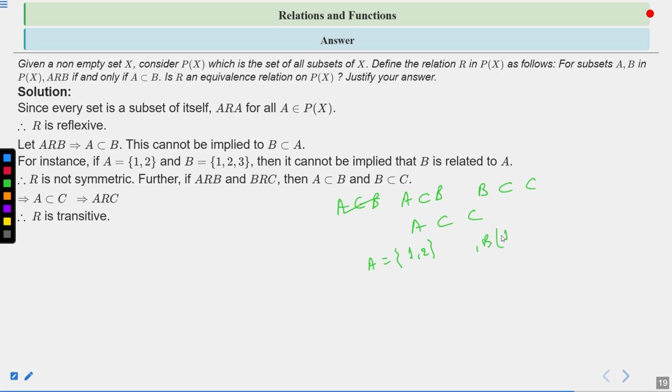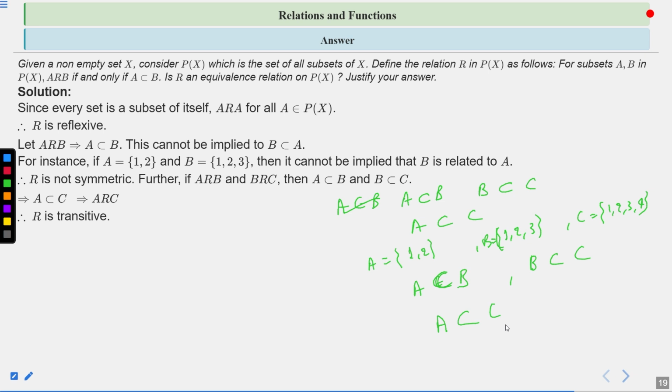Suppose A is {1, 2}, B is {1, 2, 3}, and C is {1, 2, 3, 4}. So here A is a subset of B, and B is a subset of C. You can see here that A will be a subset of C. So the condition for transitivity is satisfied.